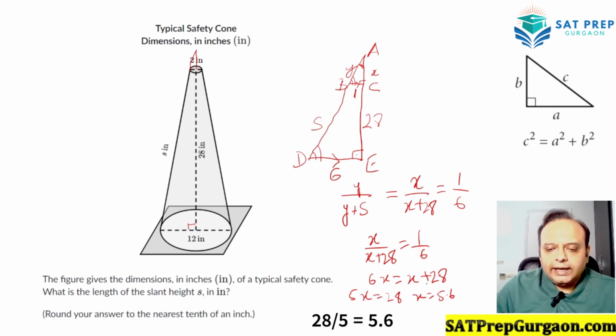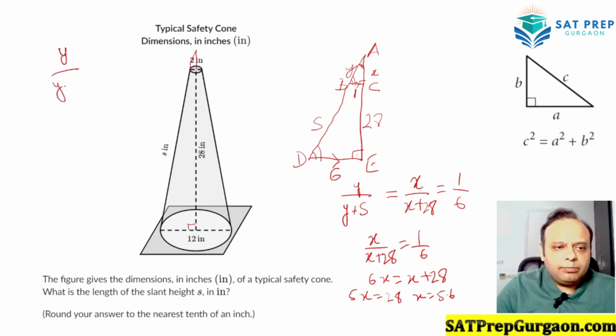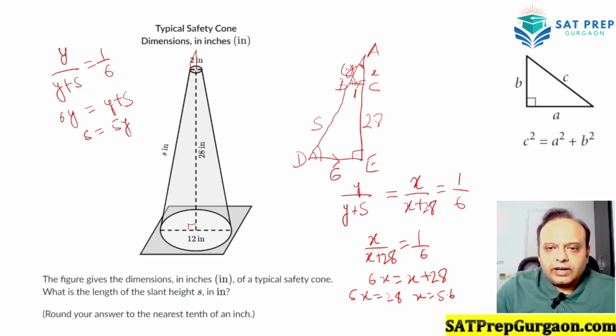Okay, so we know x. Now similarly, can we get something in y and y plus s? So y by y plus s equals 1 by 6. So let's again multiply this. 6y equals y plus s, or s equals 5y. Okay, so if we can calculate y, we already know x. s is fairly straightforward, it's just 5 times y.